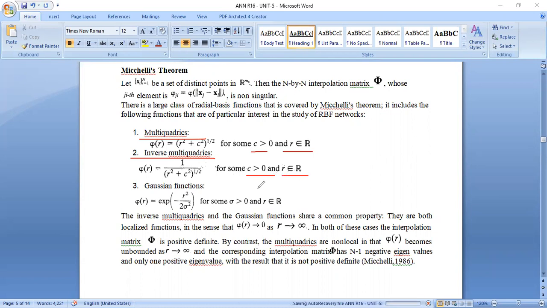And the third function is the Gaussian function: phi of r equal to e to the power of minus r square by 2 sigma square, for some sigma greater than 0 and r belonging to R. These are the other functions which support the interpolation condition. This is about the interpolation concept. Thank you.